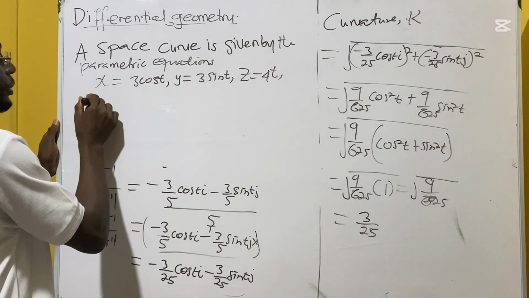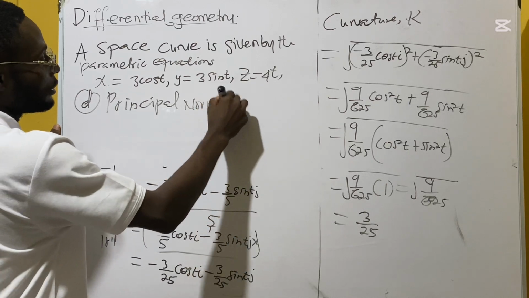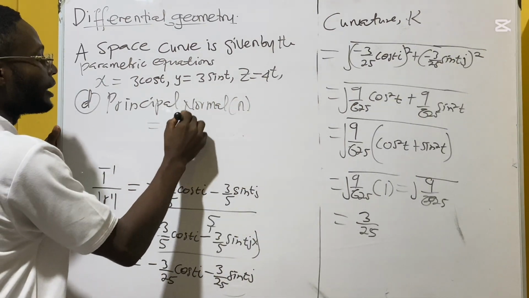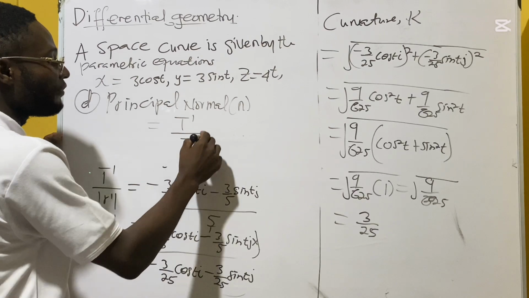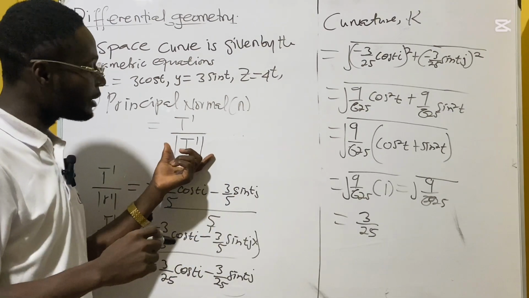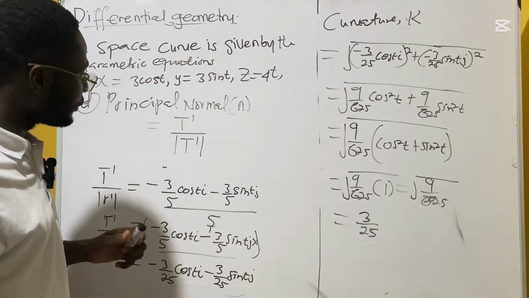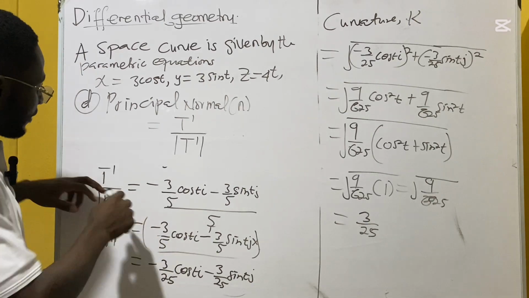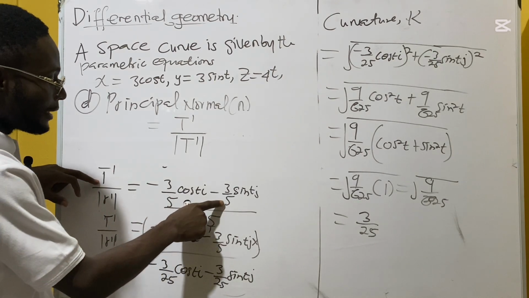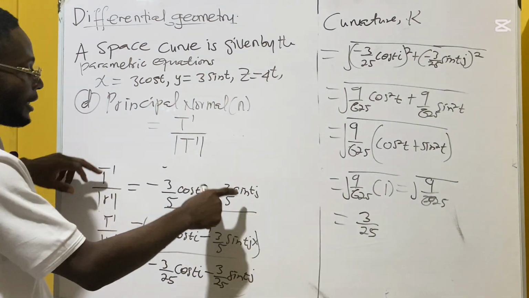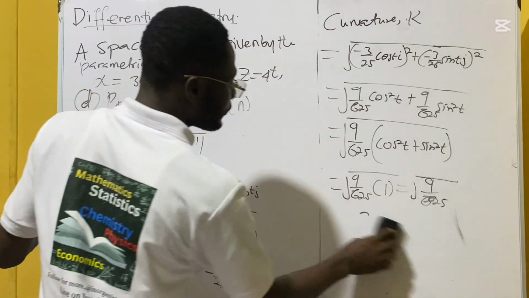We know that the last one, which is D, the principal normal, denoted as small n, is equal to the differential of the unit tangent over the magnitude of the differential unit tangent, right? So that is basically going to be, we have our differential of the unit tangent here as negative 3 over 5 cos ti minus negative 3 over 5 sin tj, right? Now we have to take the magnitude of that. Okay, so let's try to take the magnitude of that over here.